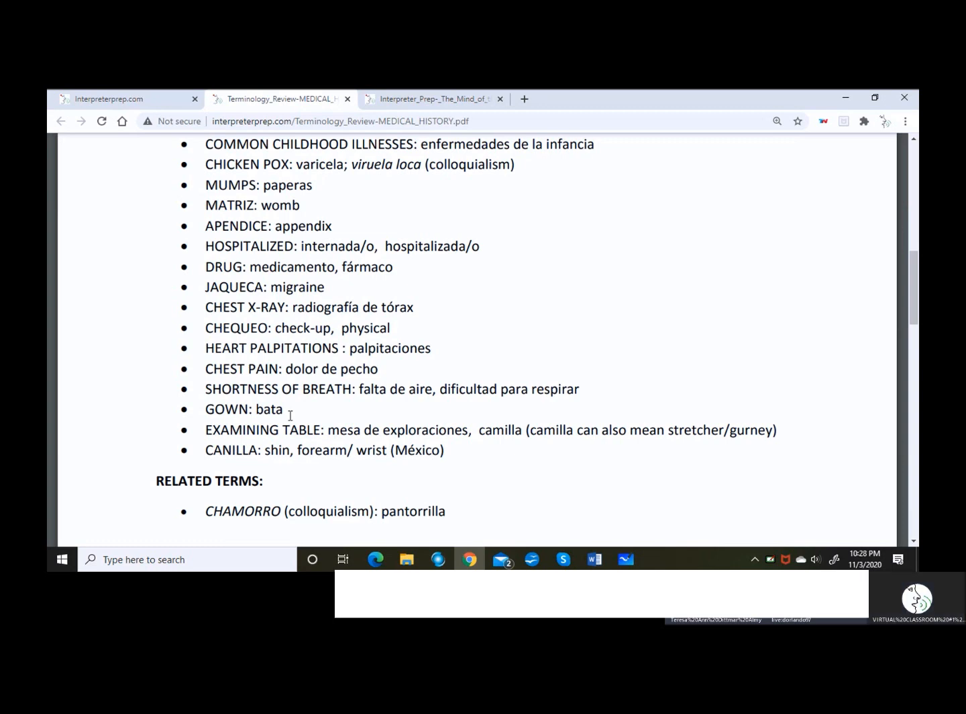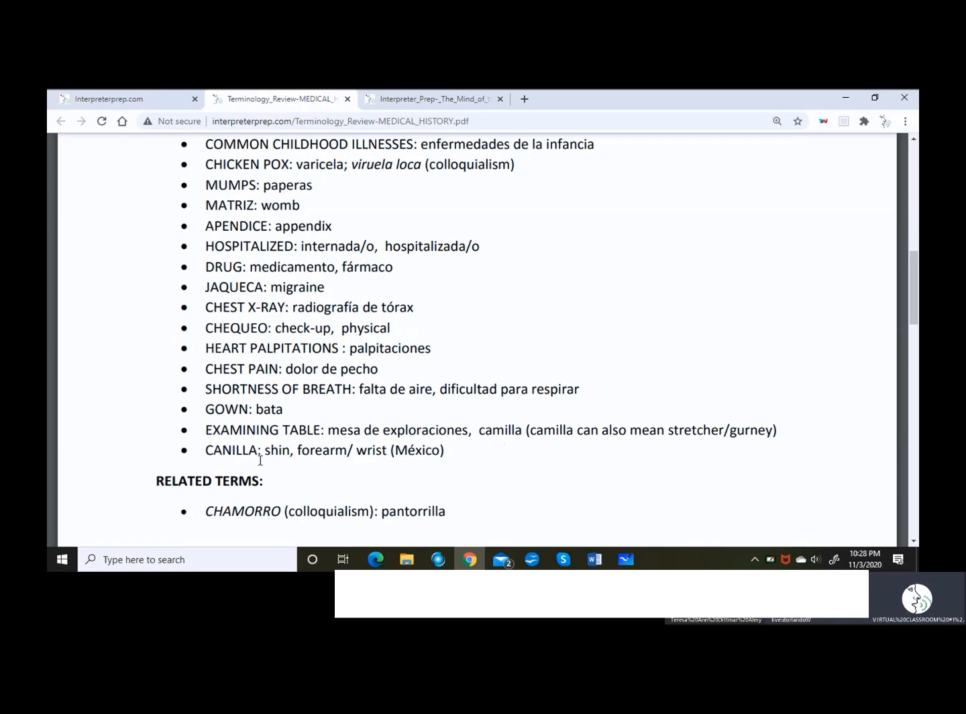Falta de aire, yeah, you also said, right? Yes. A gown es una bata. The examining table. La camilla. I'm sorry, I keep butting in. Okay. La camilla. Cool. Camilla, mesa de exploraciones. I also want to let you know that camilla is also the name given to the one that wheels around. It's a gurney, right? Or a stretcher. Yes. But camilla in Spanish can go either way. It can be the one that they move patients in, or it's just the one that's in the examining room. Either way is okay.